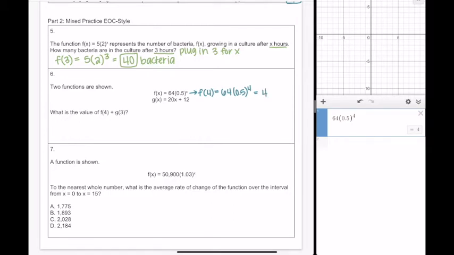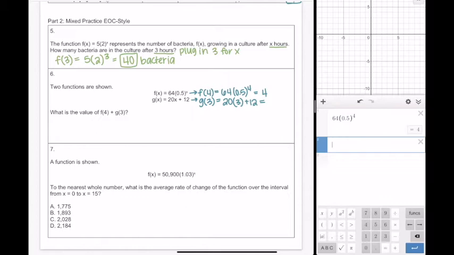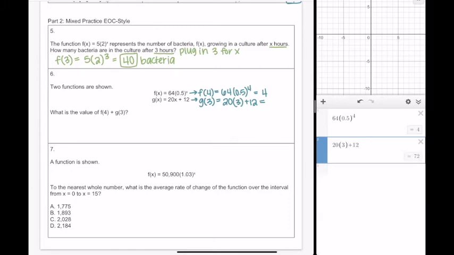All right, then we have g of x. Well, we wanted to find g of 3. Now, g of 3 means plug in 3 wherever you see the x. So 20 times 3 plus 12. And we're going to simplify that by just plugging it and evaluating it in Desmos. So 20 times 3 plus 12 is 72.